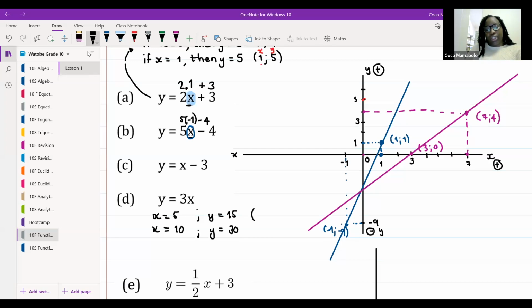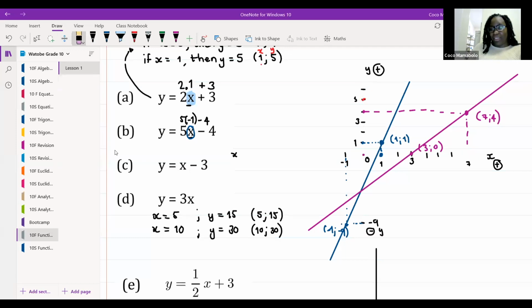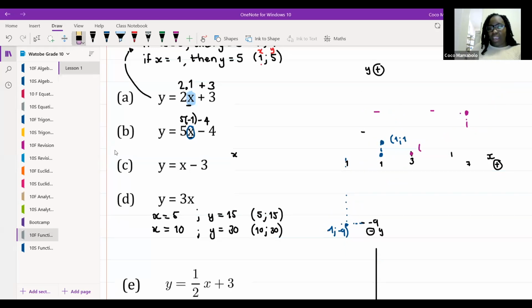Now give me my 2 coordinates, Shaden. I'm going to open brackets. What's my x coordinate over here? 5. And semicolon 15. Y is 15. Good. And then the next one, open brackets. Will be 10 and y will be 30. Excellent. Beautiful. Now, this is very messy, so I'm going to try and clean it up. Okay. So we're going to plot all of these points on our Cartesian plane.